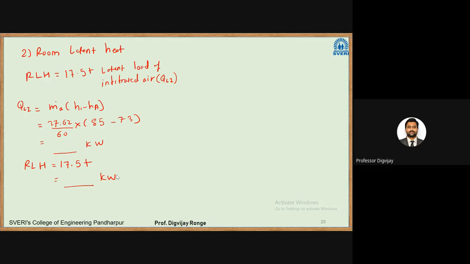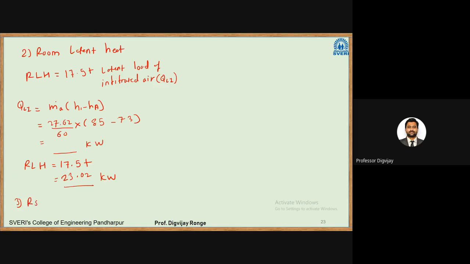Okay, any answers? So I'll take Vardhana's answer. RLH is given as 23. He has calculated 23.02 kilowatt. Right. Okay. Next step is to calculate the RSHF.